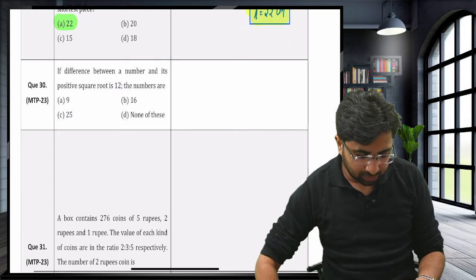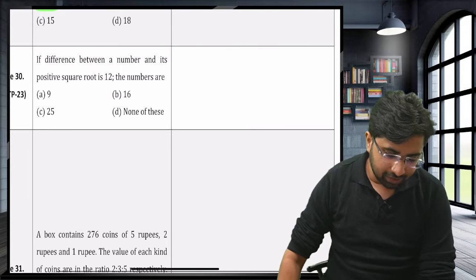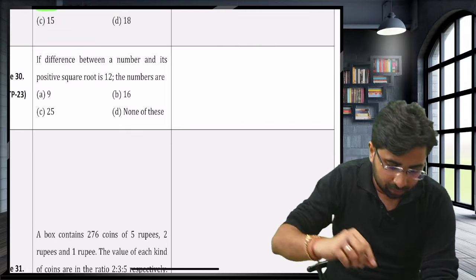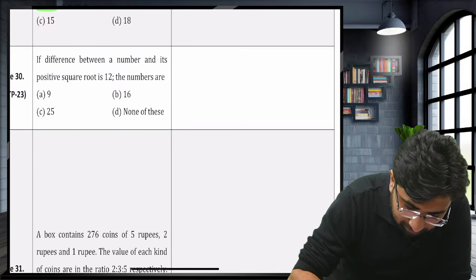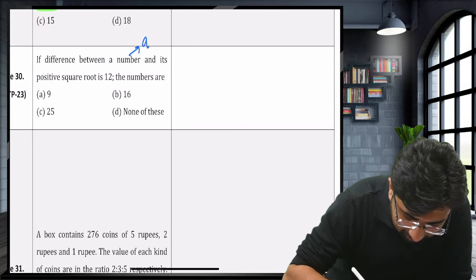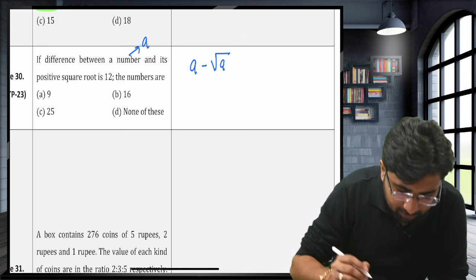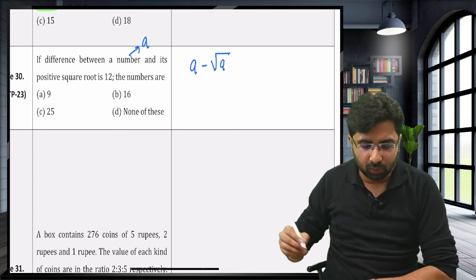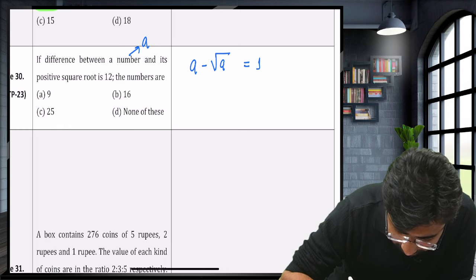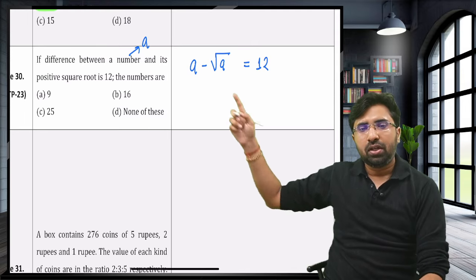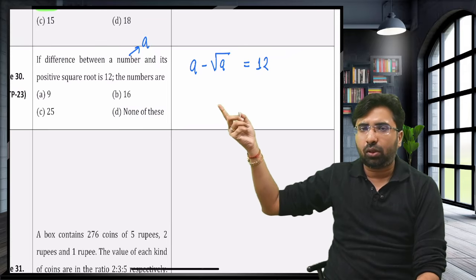Now, next question. The difference between a number and its positive square root. Guys, let us say the number be A. So A minus root A. Difference between a number and its positive square root is 12. They are simply asking the value of A. I will go from option to question. The option which will give me 12, that option will be correct.